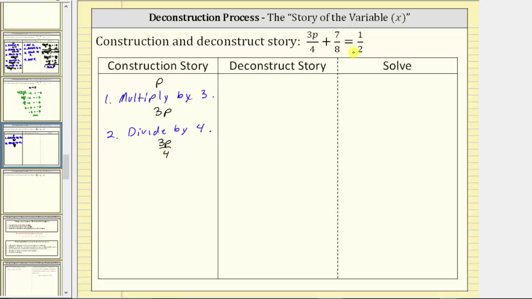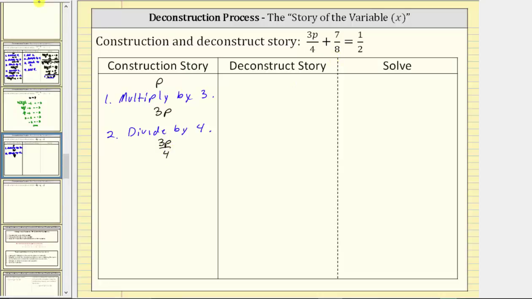And then finally on the left side of the equation, we have 3p divided by 4 plus 7/8, which means the next step is to take this quotient and add 7/8. So step 3, we add 7/8. Adding 7/8 to this quotient gives us the expression on the left side of the equation, which is 3p divided by 4 plus 7/8. And because this expression is equal to 1/2, we can say the result of performing these operations is 1/2, which gives us our equation 3p divided by 4 plus 7/8 equals 1/2.